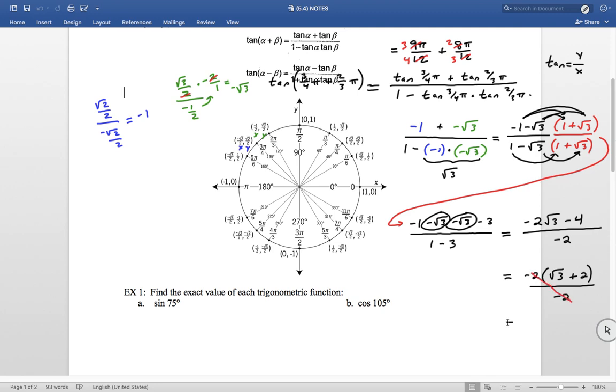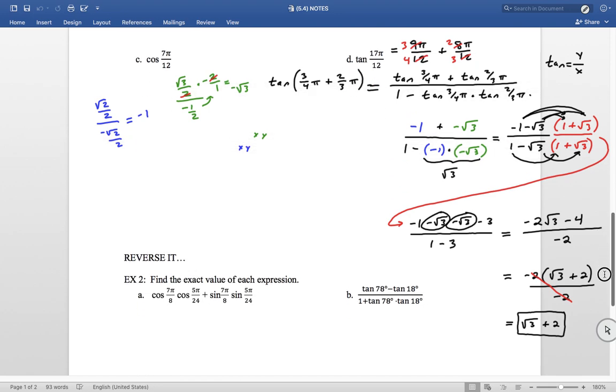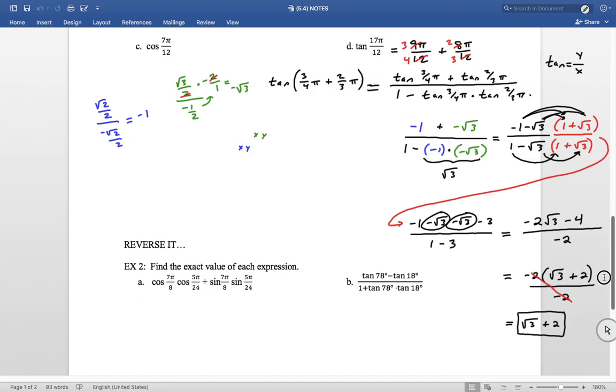Final answer of this beastly problem is radical 3 plus 2. What a problem. Man, that was something else. And I'm still on the unit circle here. I don't even know if that would have all fit into your notes. Where are we at? Look at that. Might have fit, except you had to go over into this part here. But yeah, so the tangent of 17/12 pi is actually equivalent to radical 3 plus 2.